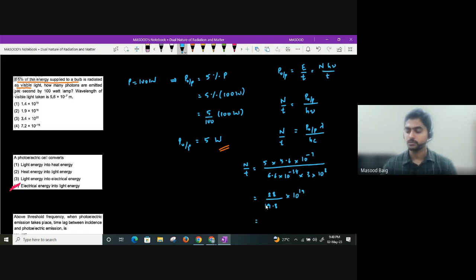So about 7 by 5 you will get, which will be 1.4. Okay, so approximately 1.4 into 10 power 19 photons will be emitted per unit time, guys. Clear, everyone?